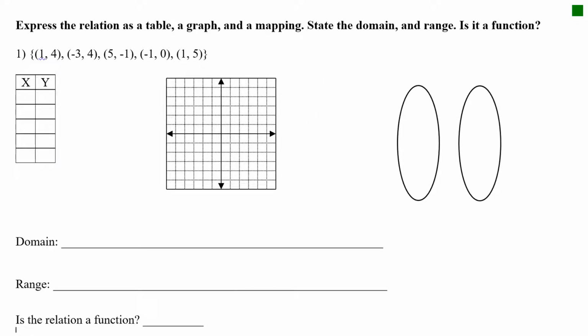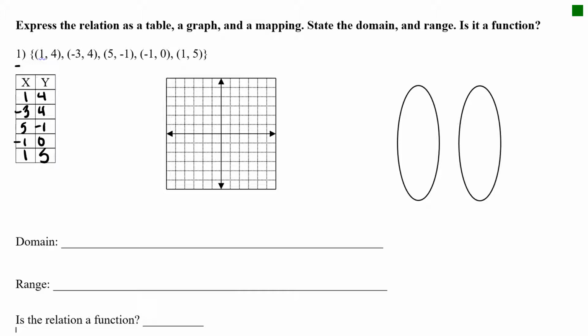First thing we're going to talk about is all the different ways to express a relation. Remember, a relation is just a group of ordered pairs that go together. So we're going to list them. X with Y, X with Y, X with Y, X with Y, and X with Y. For the table, you actually list all of them.